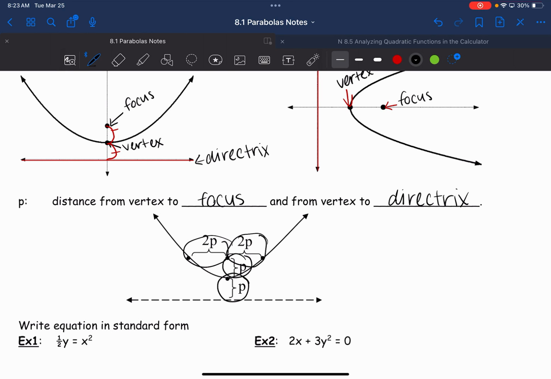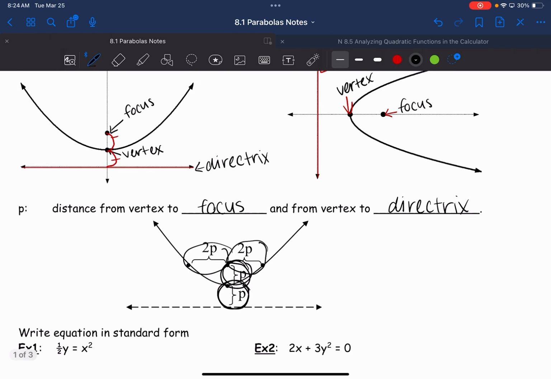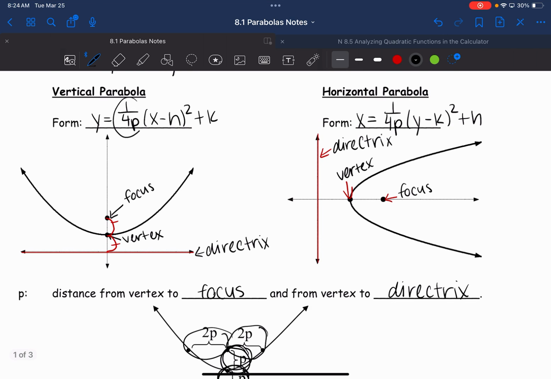So if you notice, they denoted the length of this section right here and this section right here, from directrix to vertex and vertex to focus, using the letter P. That's why in our equation, we have 1/4 p right here. P is going to be the measure of how far it is from your vertex to your focus, or from your vertex to your directrix.